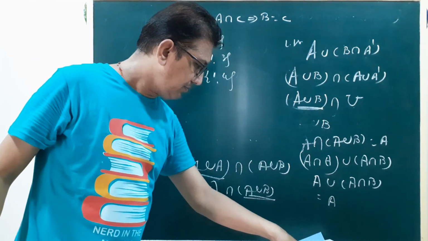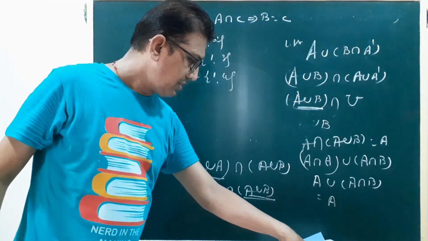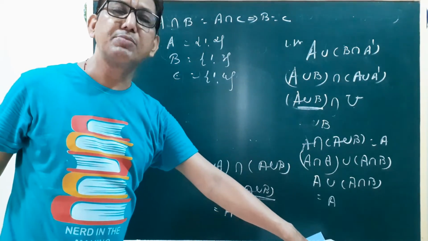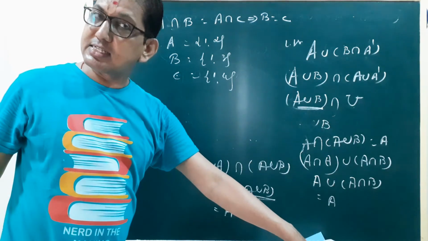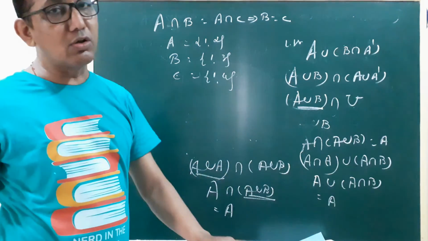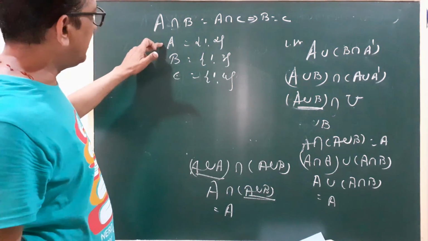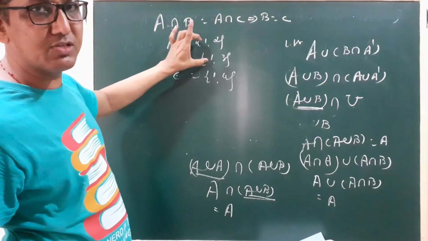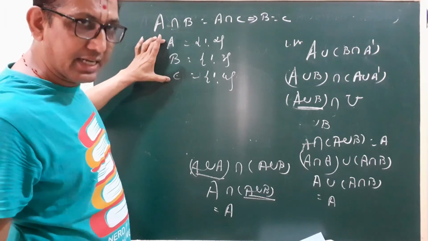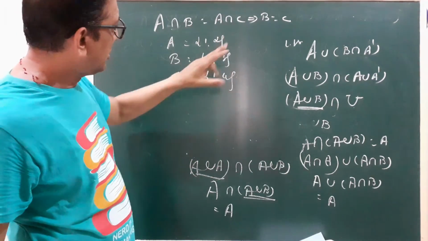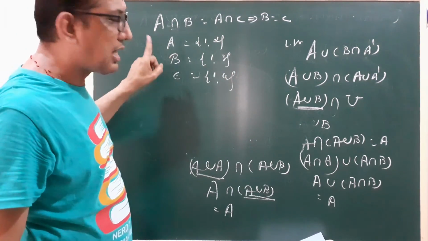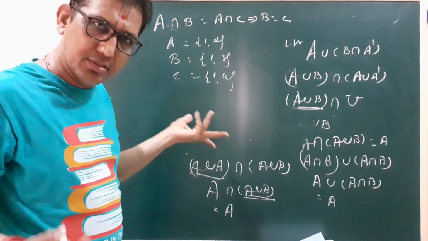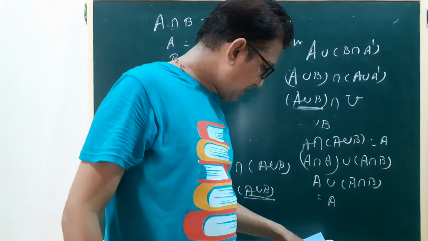The question is: show that A intersection B equals A intersection C need not imply B equals C. That is, it is not necessary that B equals C. B and C are not always equal. If we take A intersection B equals A intersection C, here A intersection B is {1} and A intersection C is again {1}. Both are equal, but it is not necessary that the two sets B and C are equal. So give an example. This is your question number 10.